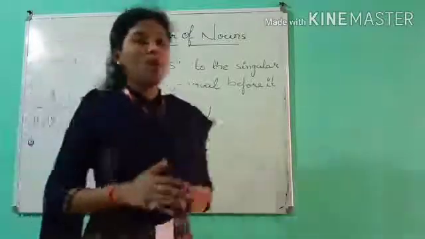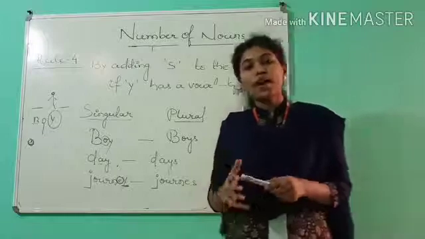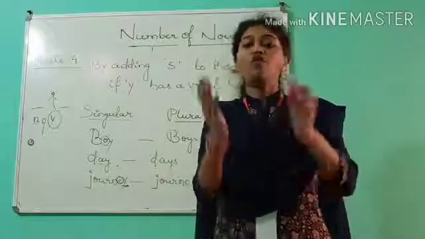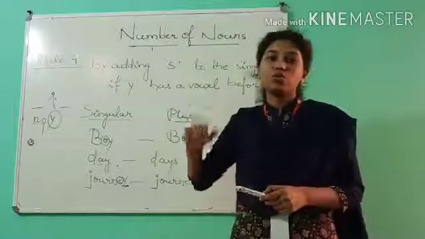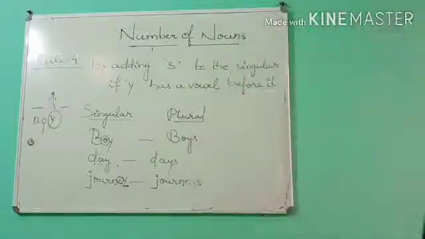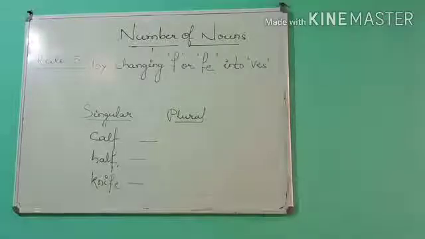So this rule number Y, or rule number 4, says that if the word ends with Y and if a vowel is before that particular alphabet, we need to add S to it. Now, please write it down in your notebook. Now, we will see rule number 5.